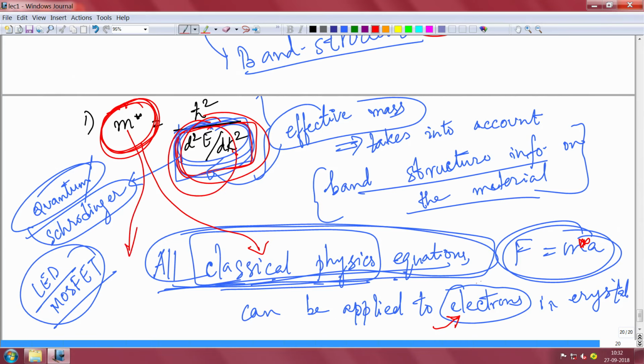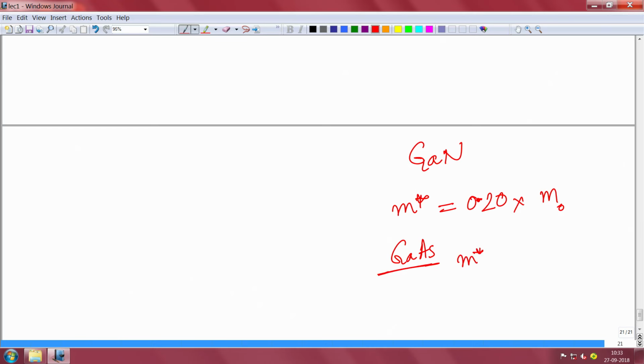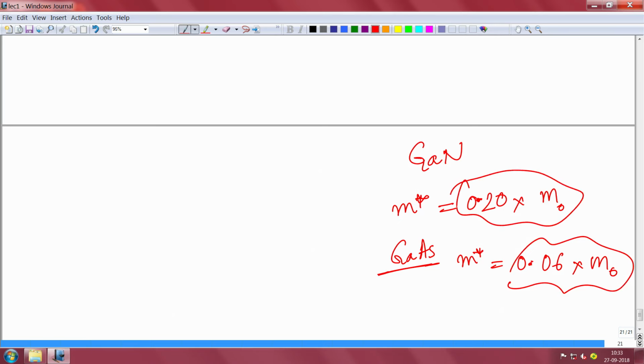For example, gallium nitride is a semiconductor, and the effective mass of an electron inside the crystal will be 0.2 times the free electron mass. So it is actually lower in a way. It can be higher also, but for example, in a material like gallium arsenide, another semiconductor that is used to make very high speed transistors, the effective mass of the electron will be 0.06 times the free electron mass. So, this particular information basically captures the whole quantum mechanical picture. You do not have to bother about it.